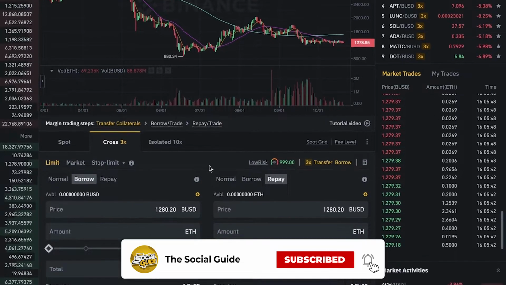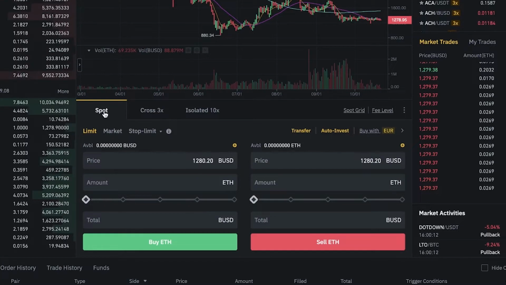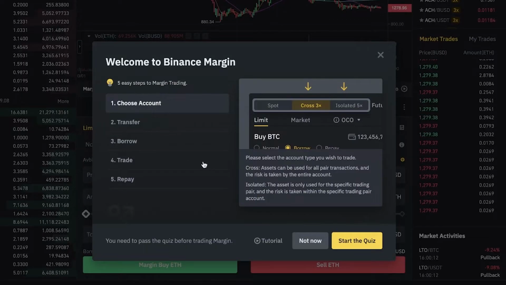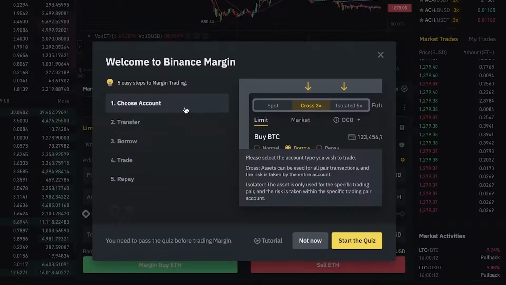Now below that, if you scroll down, you have your basic trades. So first off, you have a basic spot trade where you can choose to buy or sell Ethereum at a certain price. Then you have a cross 3x. So a cross 3x is different from an isolated 10x.